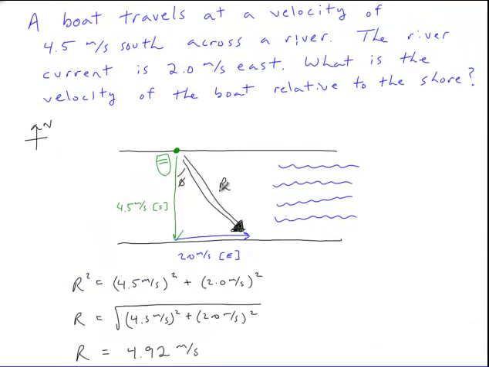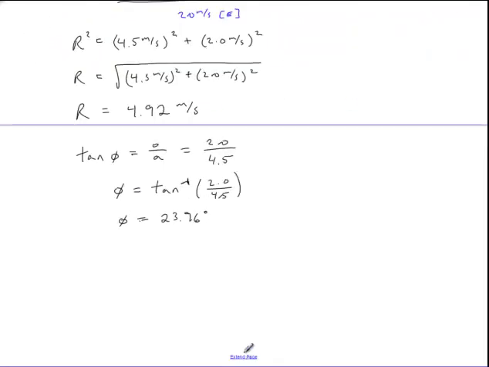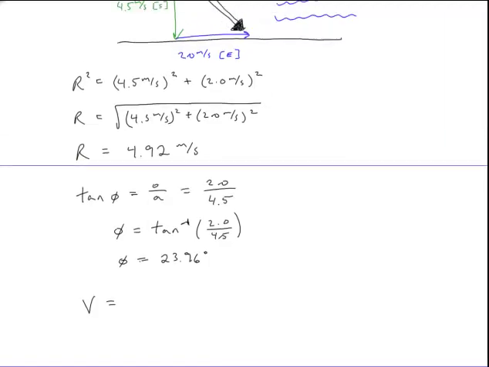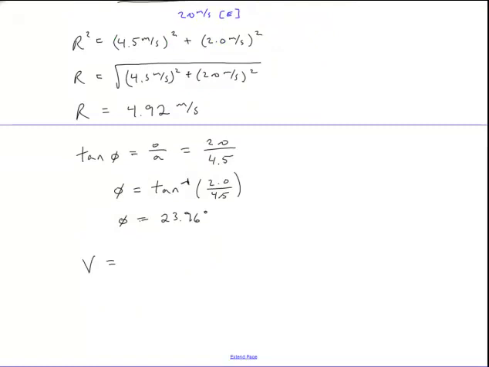So because there's a current, the boat gets pushed downstream, and that makes its movement relative to the shore at a bit of an angle. That angle happens to be 23.96 degrees. So when you write in your final speed, you write in v equals, and it was 4.92 meters per second. We have 2 significant digits for each at the beginning, so we're going to use 2 here. So that's 4.9 meters per second.